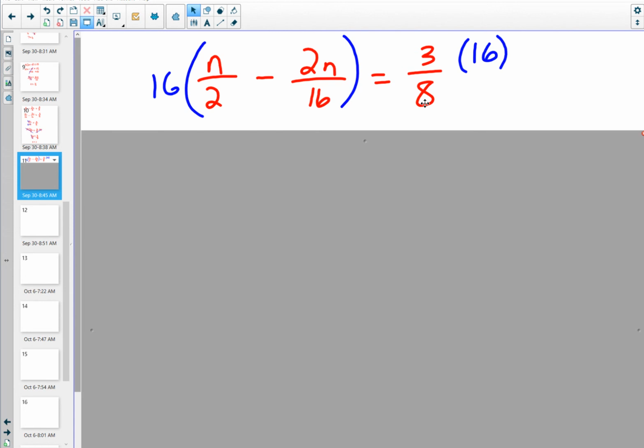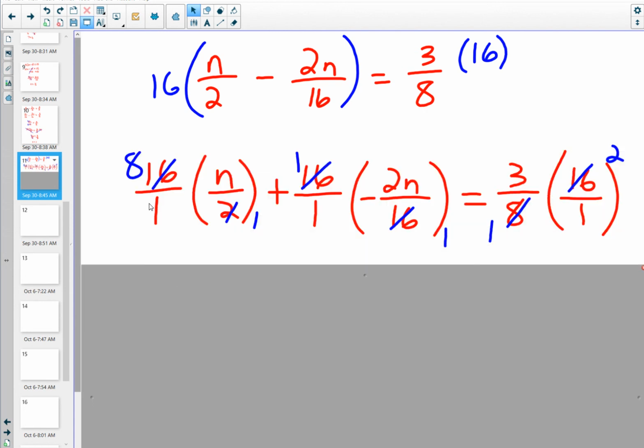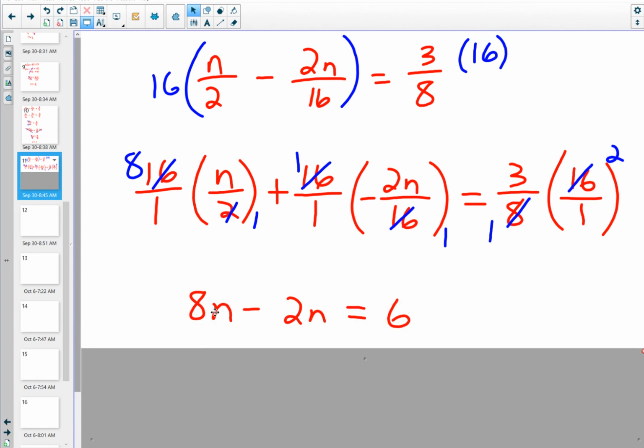So before you freak out, this is just a really complicated way of showing you exactly what I just did verbally. What did I end up with? 8n minus 2n equals 6. That's easy. If you don't want to write that second line, don't. That's just showing you by reducing what I ended up with. More importantly, what didn't I end up with? A fraction. No more fractions.